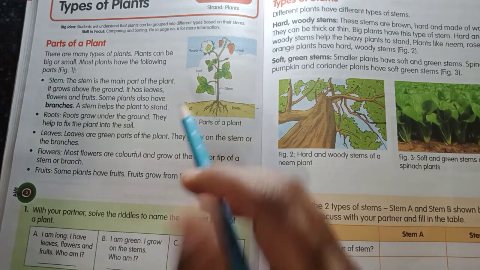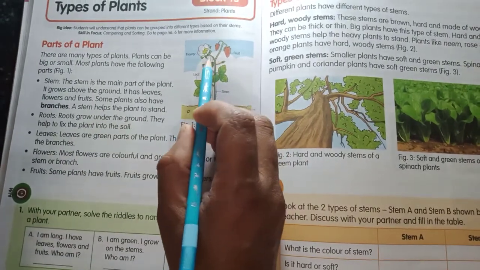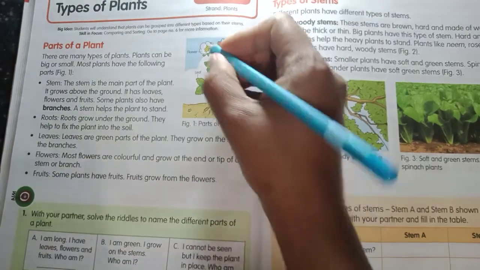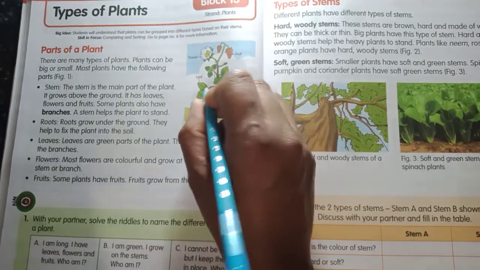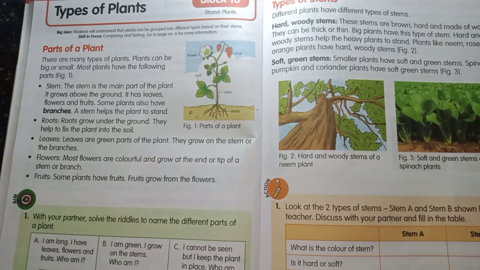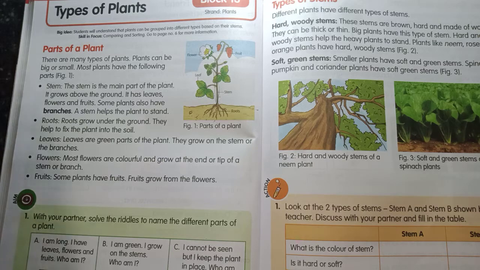And you know, the flowers grow at the end of the stems, at the tip of the stem or the branches. So at the tip here, they will not be in the middle somewhere, but they will grow at the corner, that is known as the tip, of the stem or the branches of the plant. So children, all the fruits actually grow from the flowers itself. The flowers themselves will change into fruits if they are not plucked. So some plants have fruit, some plants have vegetables.